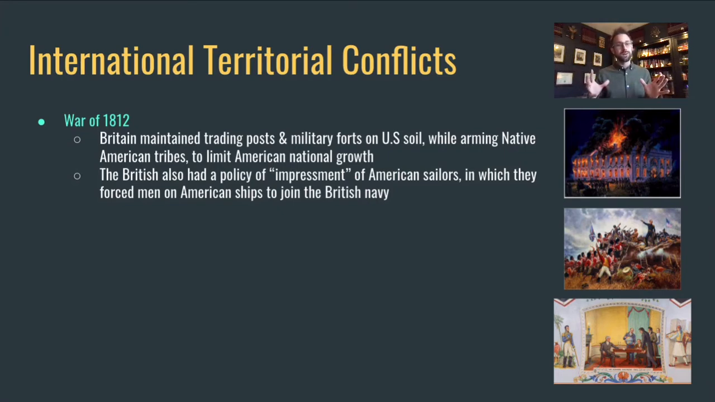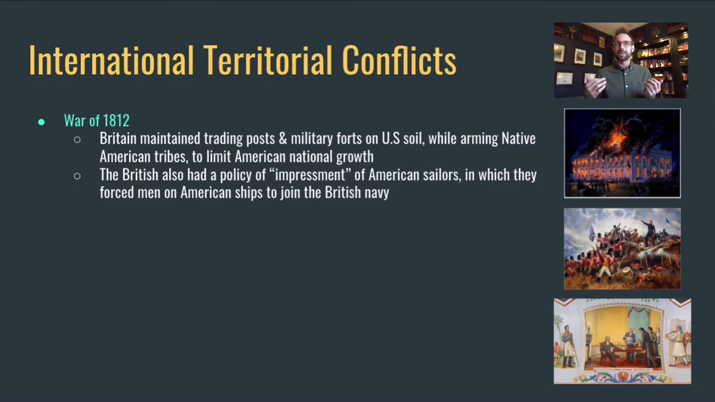They had forts there that were military forts where they had the British military stationed. They also had trading posts to trade with the natives and collect resources. And they just never left. They left some of them, but they were still in there using our land for their needs. And what they also did is they understood that the US was having conflict with the Native American tribes over land.